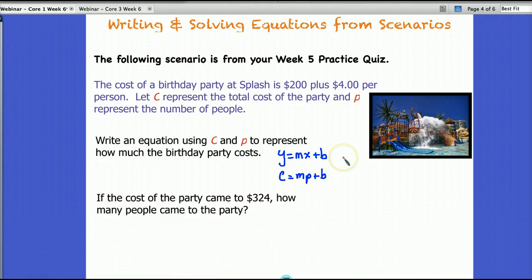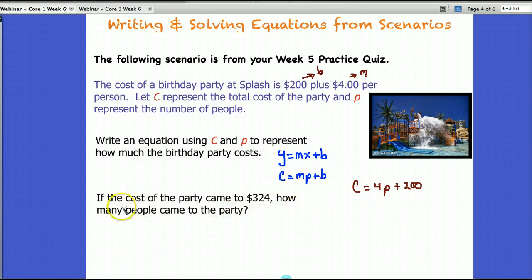So we're going to say that 200 is our b, so I'm going to make a little arrow up here and say that's b. And then obviously that just leaves m for the 4, right? So this is our m value. That is our change. So with each person we pay $4. So when we write our equation, we would have the cost is equal to 4P, $4 per person, right? Plus a one-time fee of 200. So again, you guys did really a good job making those equations up in Schoology.